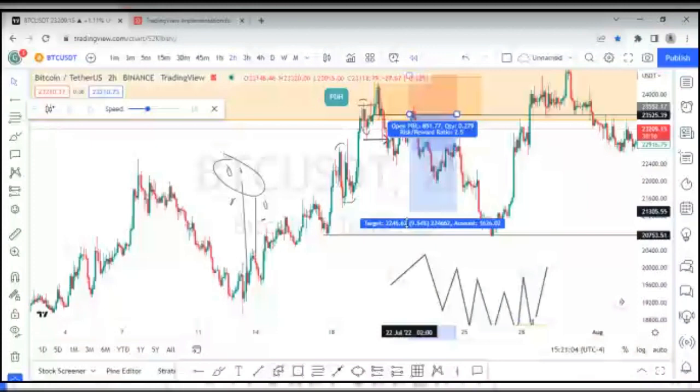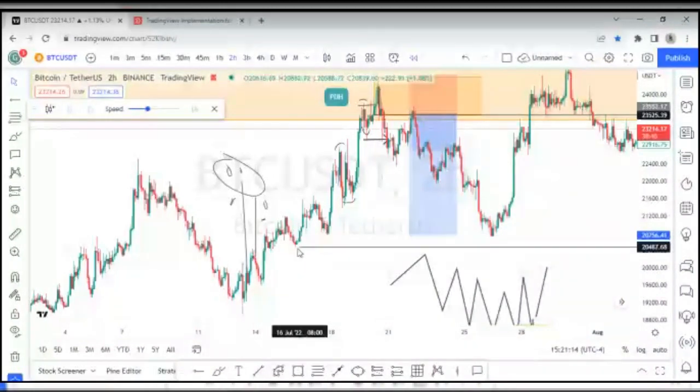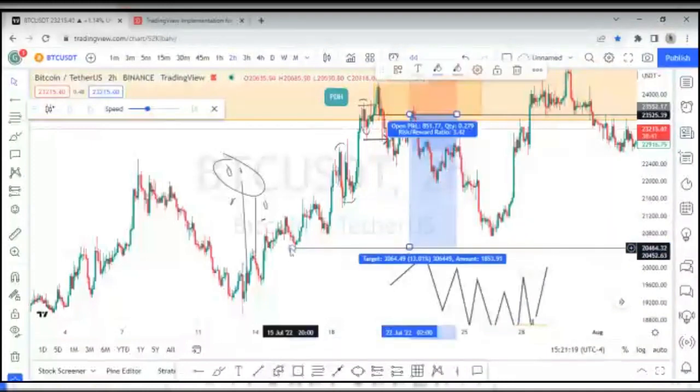Let's assume this was broken, where will be the next place you target? The next major low. You can find it. Where is the major low? I'm targeting this one here, this point. What will be the next take profit? TP there. Where again? Here.